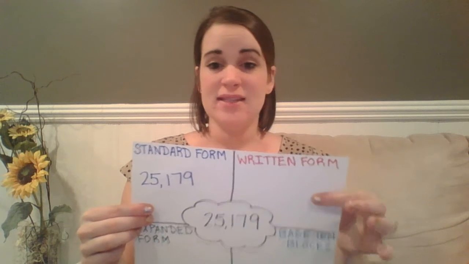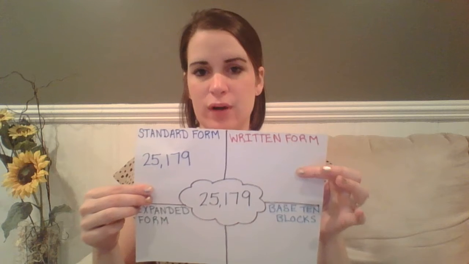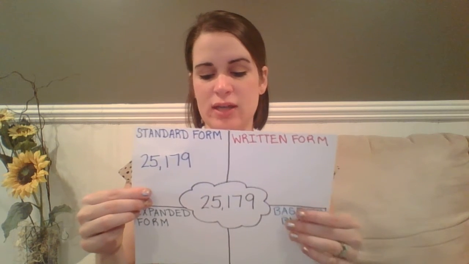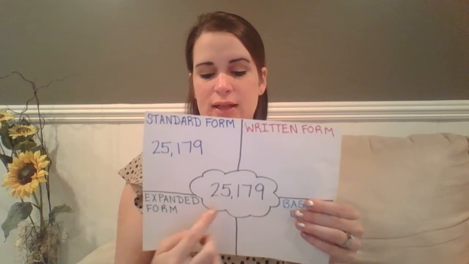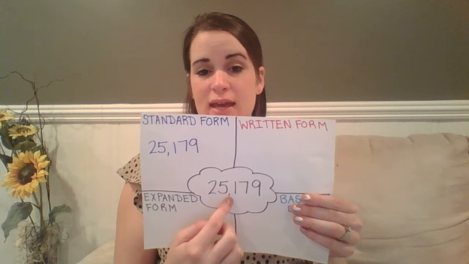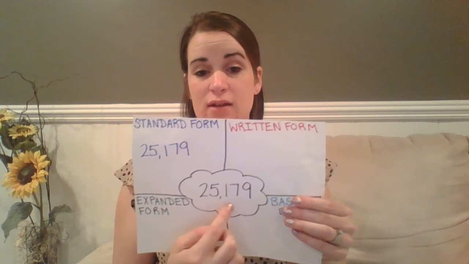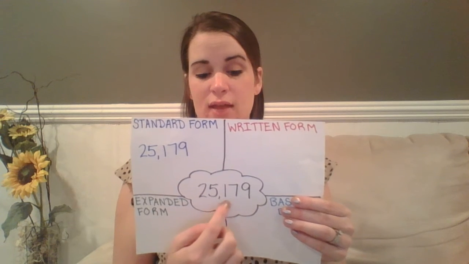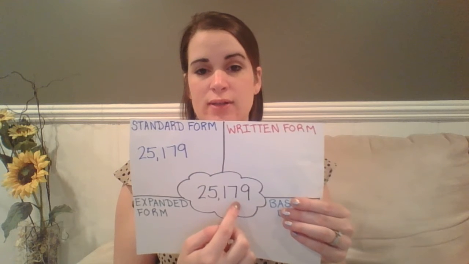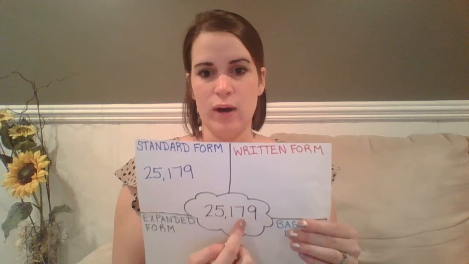All right, the second way is in written form. We can remember that rule we talked about before, that trick to help us write it in written form. Again, that trick is you first say the numbers to the left of the comma. That's 25. Then you say the comma, which means 1,000. So you got 25,000. Then you say the number to the right of the comma, 179. It's helpful to say it out loud like that when you want to write it in written form.